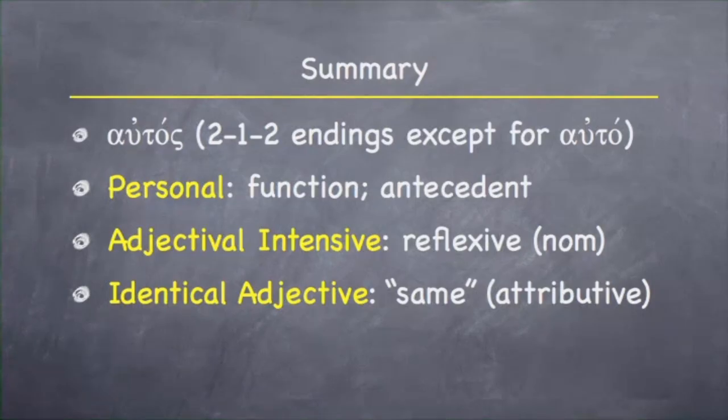We also saw that autos can function as an adjectival intensive. In this case, you for now translate it with the reflexive: himself, themselves, yourself, myself. And normally when autos is functioning as an adjectival, it's going to be modifying the subject, and so it's going to be in the nominative, in a predicate position. And thirdly, autos can sometimes function as the identical adjective. It means the same. It'll normally be in the attributive position. So, pretty short chapter, and you should be able to get through this exercise quite easily. So, have fun.